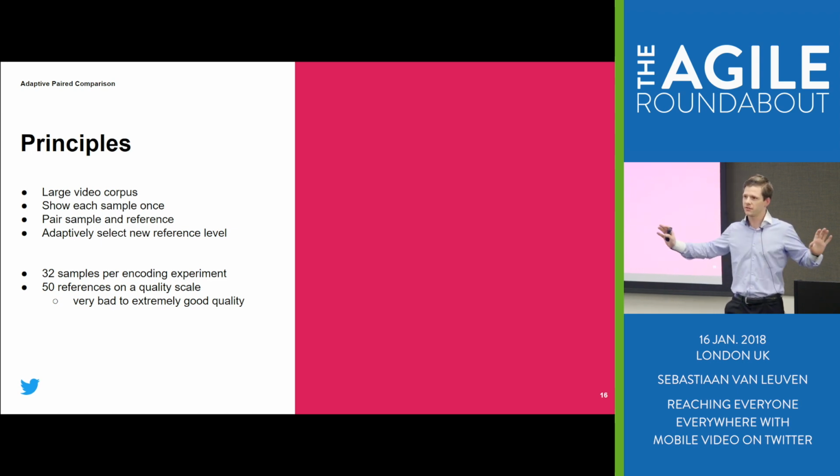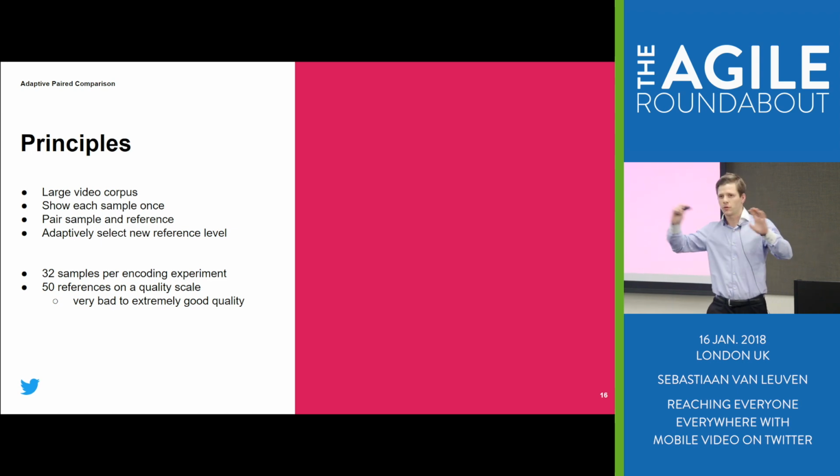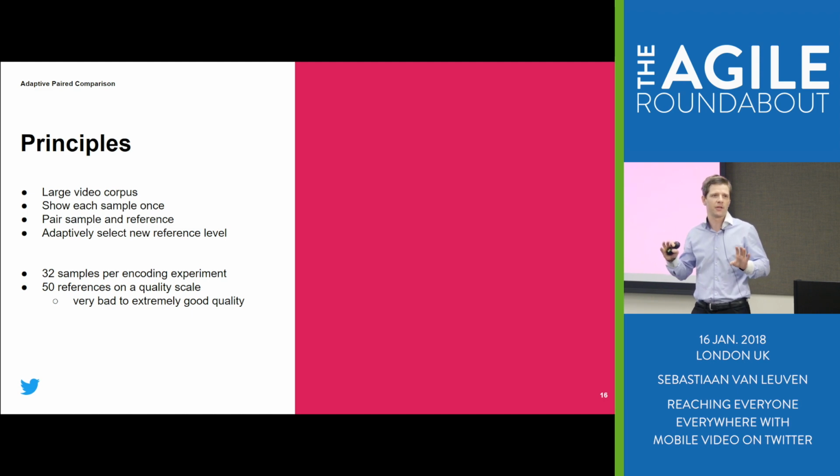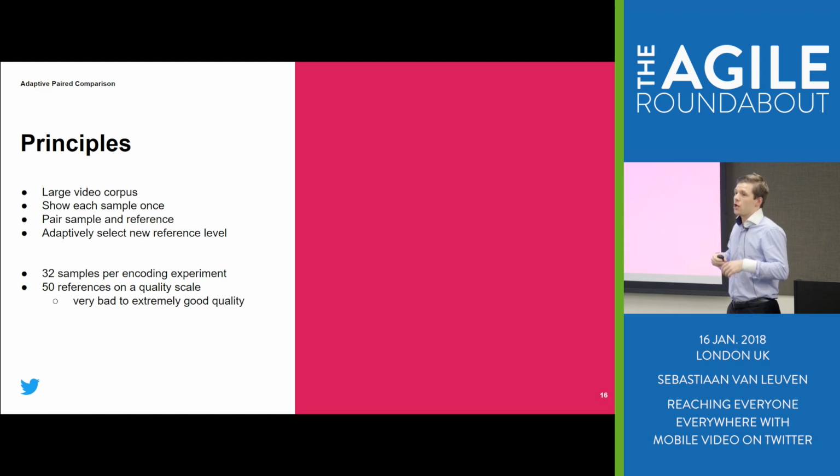So we've got a large set of videos, which should correspond with all the types of video we're going to see in our system. You only show each sample once, so we reduce the test size. And then we're going to pair a sample with a reference. It's kind of what we saw with the paired comparison.